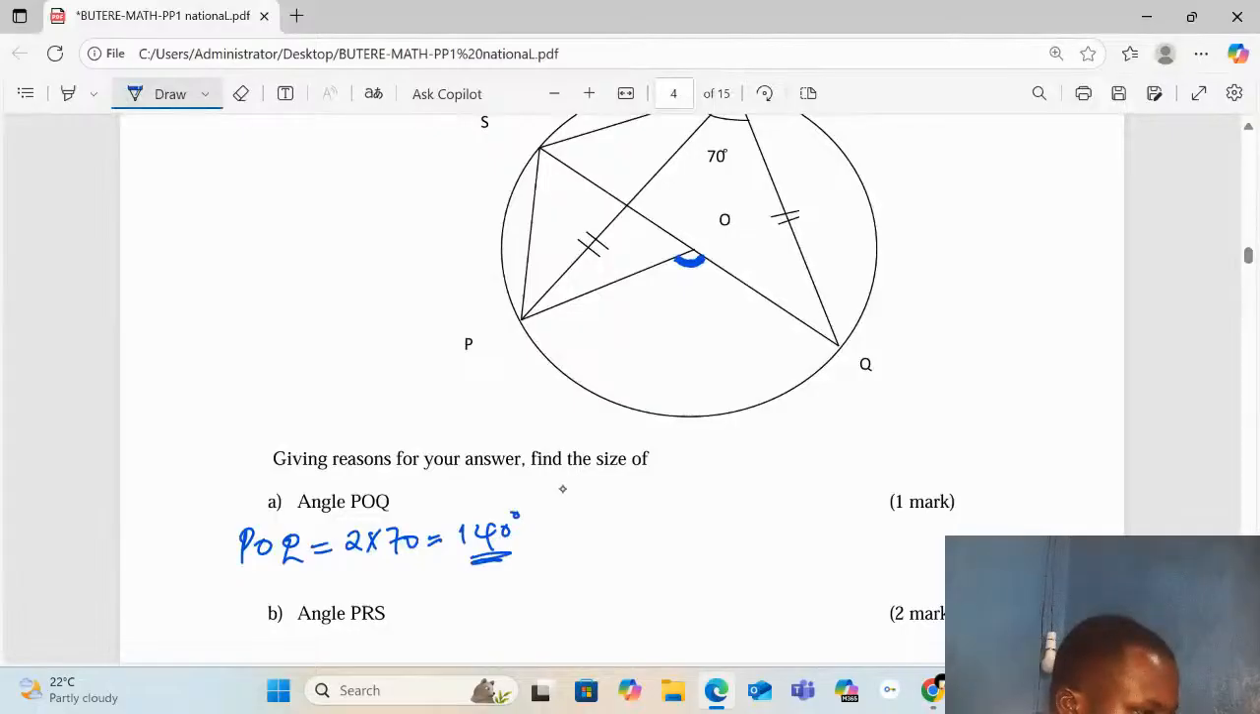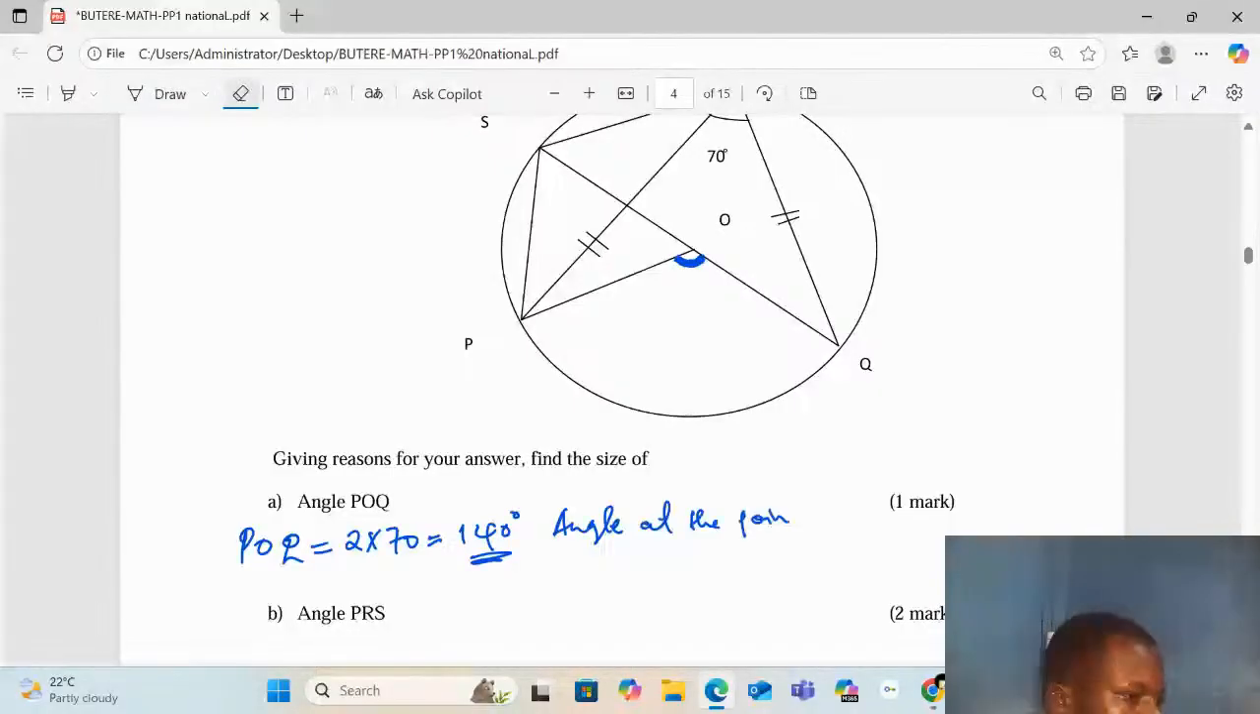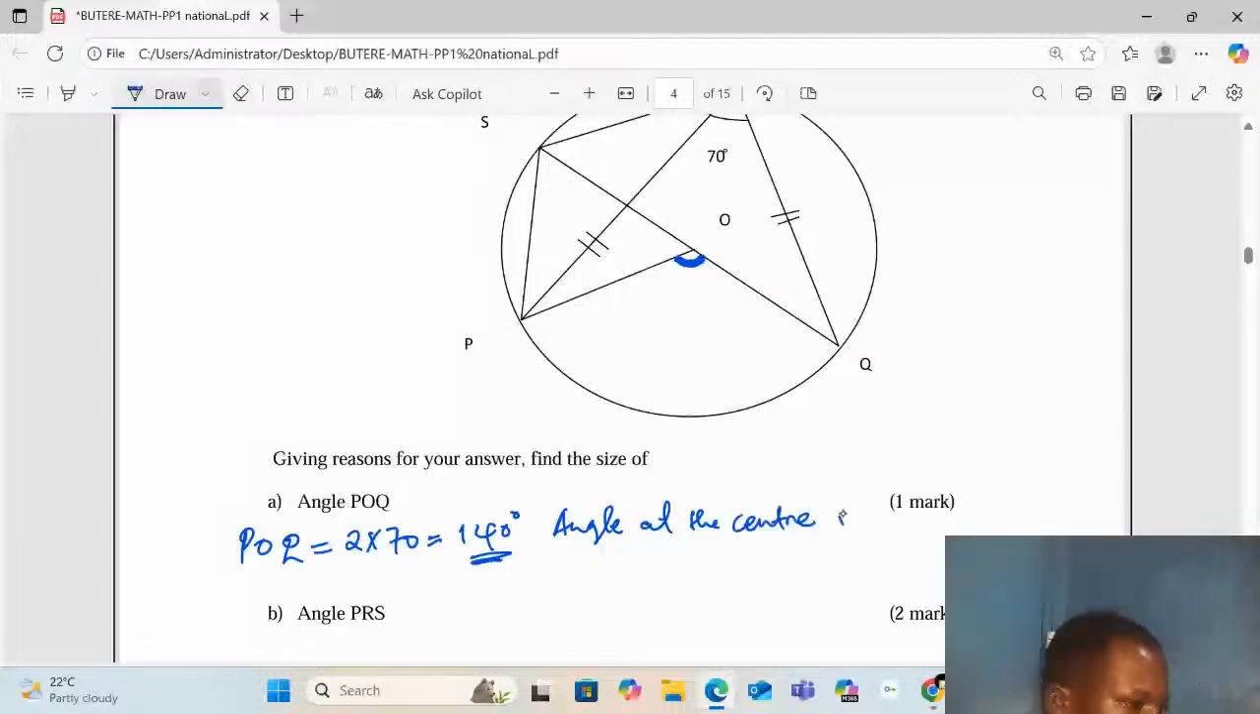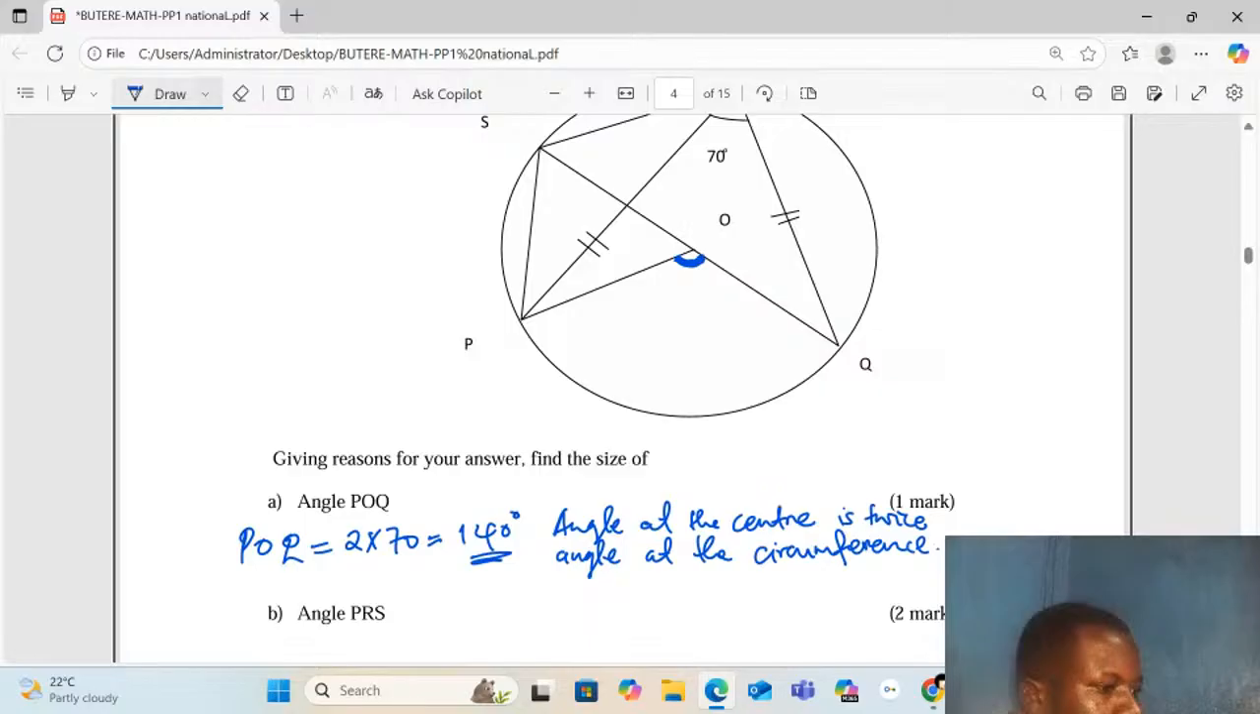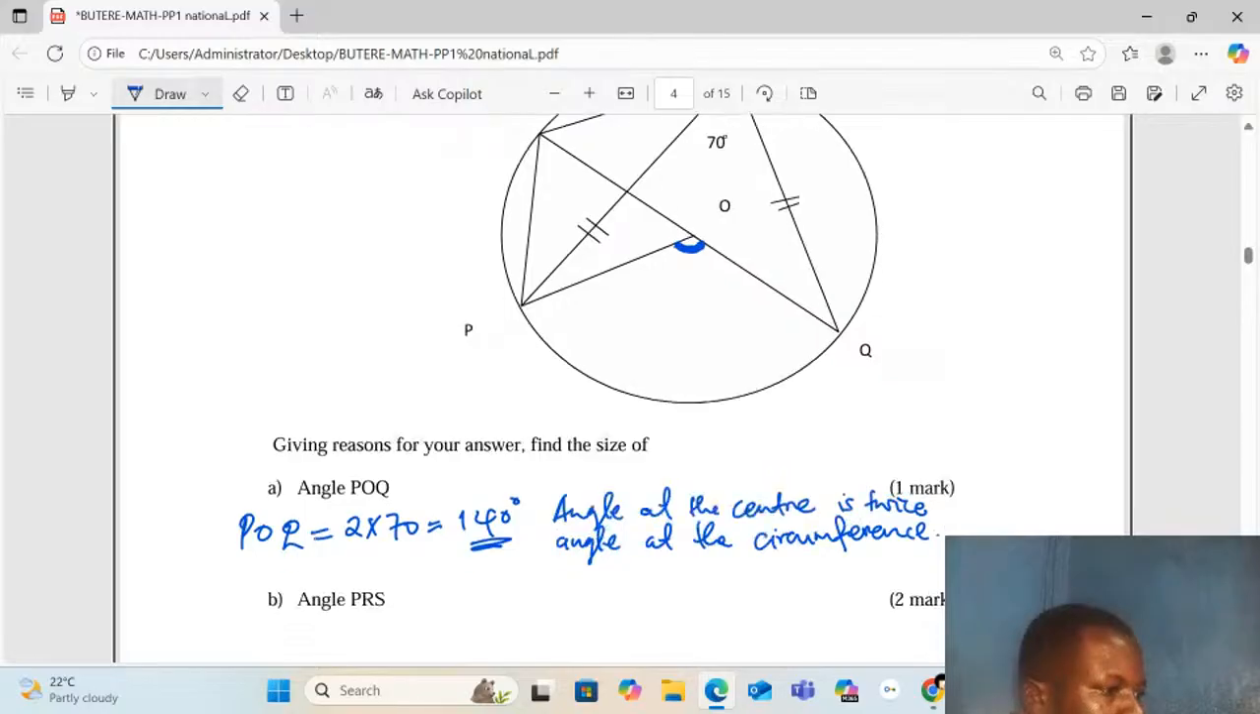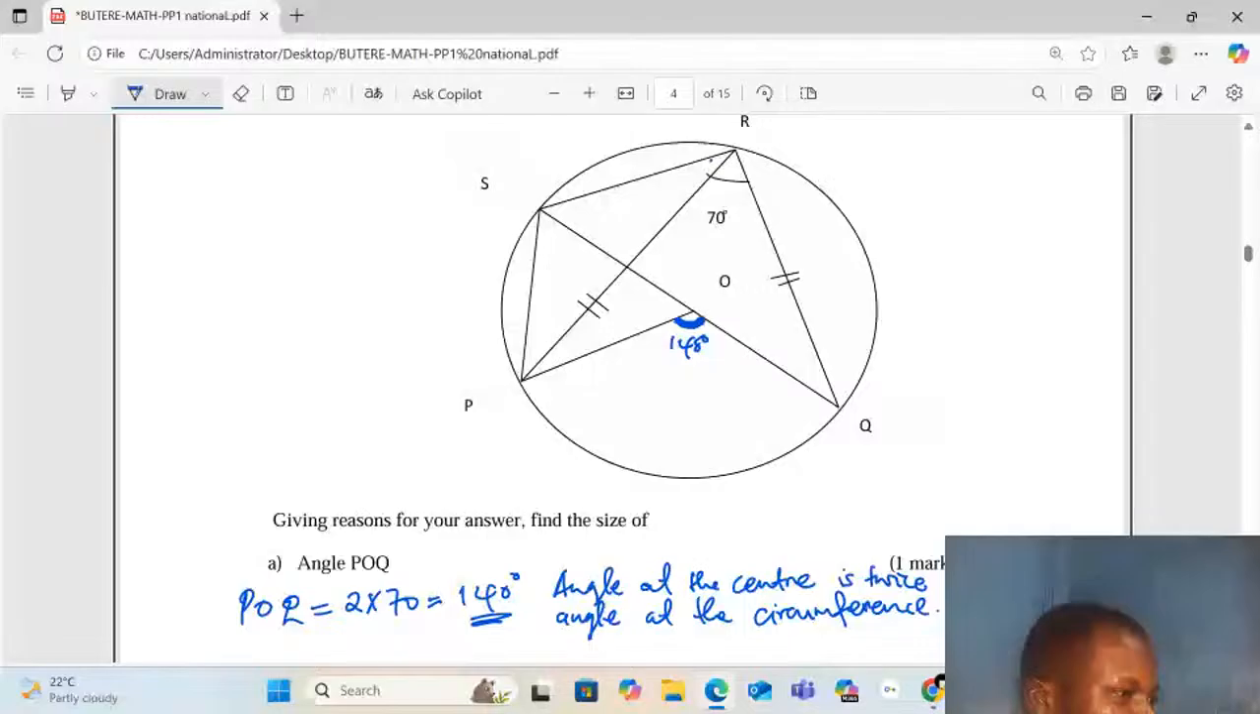Reason being, the angle at the center is twice the angle at the circumference. So that is how we find it. So we have 140.